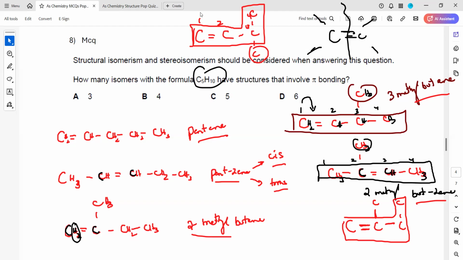Is it clear? This concept of the isomer, the structural and the geometrical? Any doubt in this?